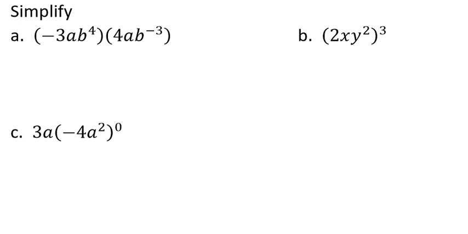So as we look at our whole numbers in the front, our negative 3 is not raised to a power, and our 4 is not raised to a power, which means that those can just get multiplied with each other, which is going to give us a negative 12.